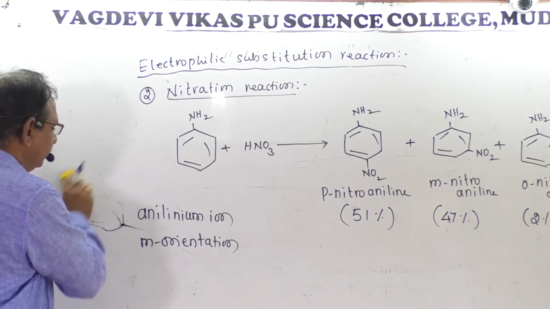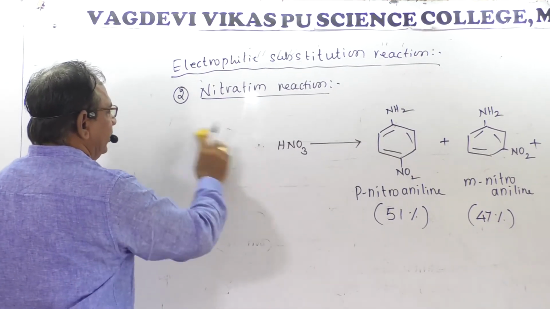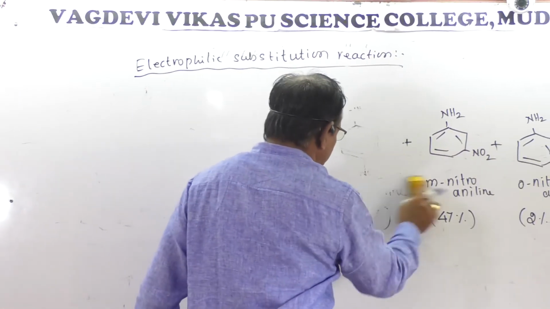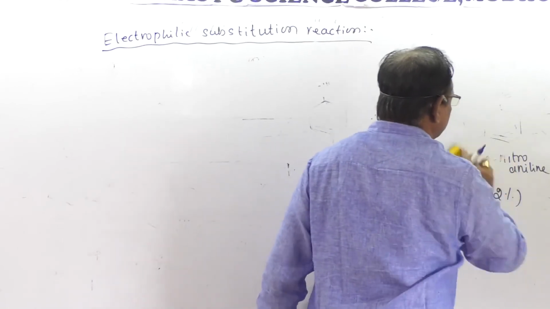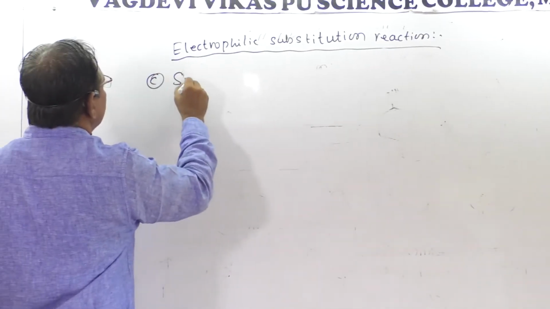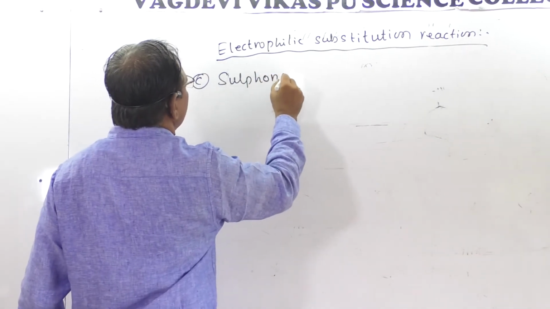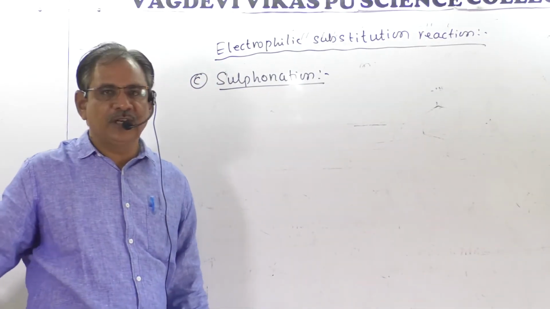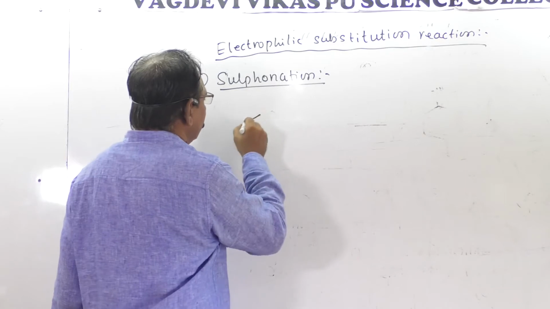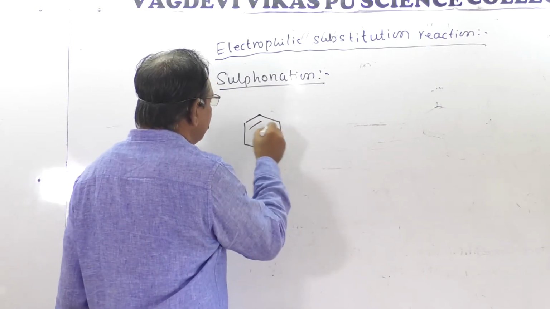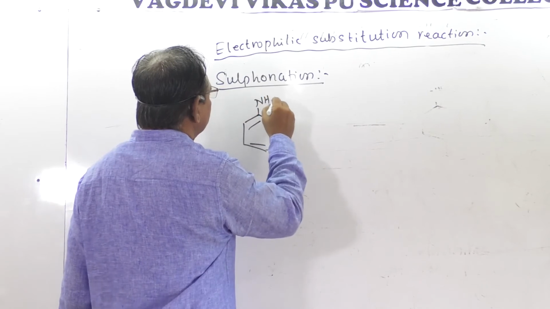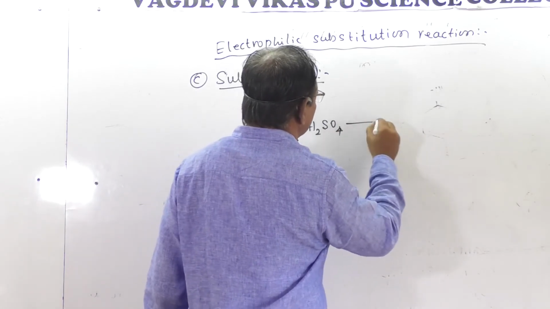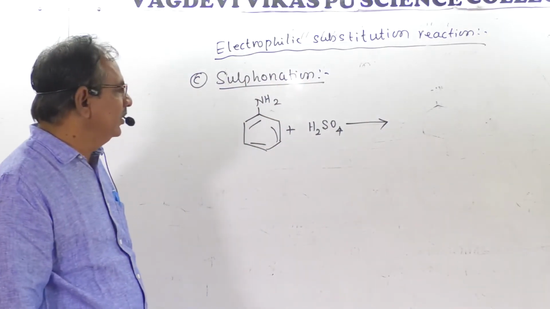Then next is the sulfonation reaction. One more reaction, it is sulfonation. That is the simplest reaction. Sulfonation is the substitution of the sulfonating group. So here aniline reacts with sulfuric acid.